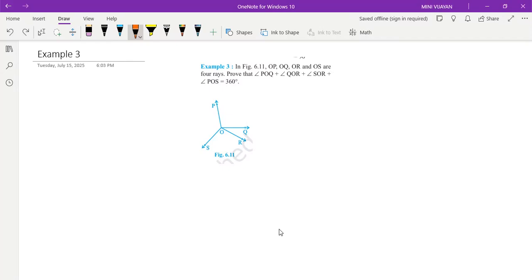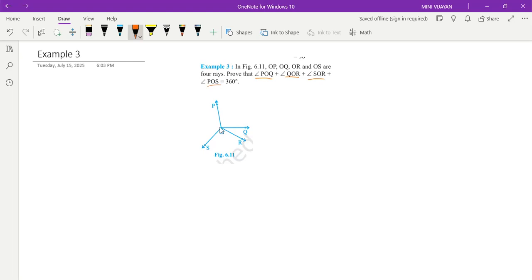We were explaining the example questions of chapter 6. So this is example 3. In this figure, we can see that OQ, OP, OR and OS are the 4 rays marked in this figure. And we need to prove that angle POQ, angle QOR, angle SOR and angle POS make the angle 360 degrees. We need to prove. Okay.